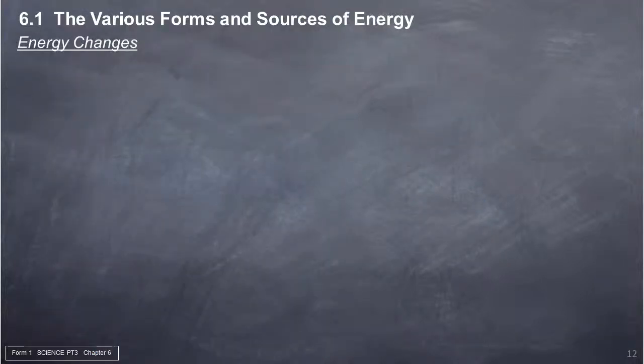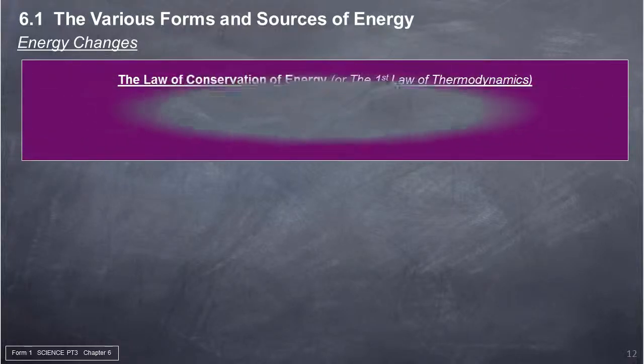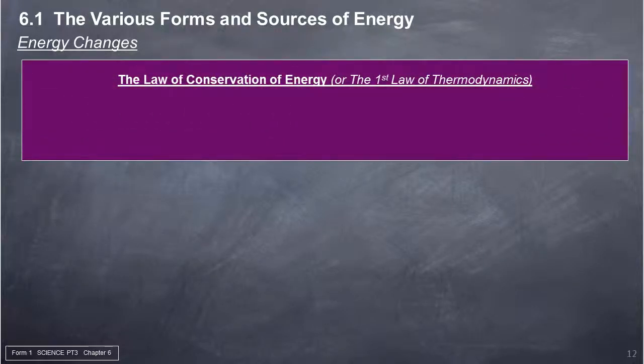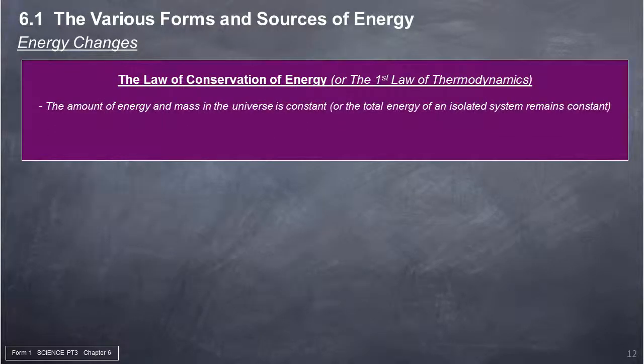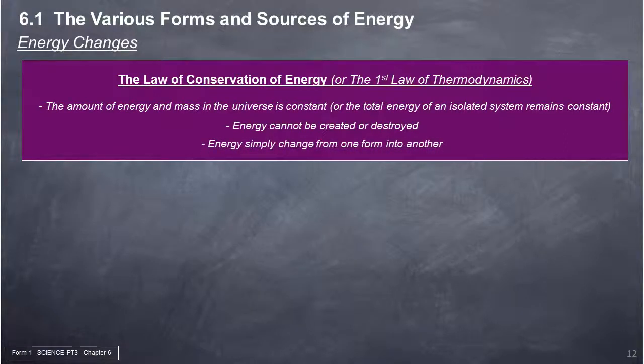Energy changes. The law of conservation of energy, or the first law of thermodynamics, states, "The amount of energy and mass in the universe is constant," which also means the total energy of an isolated system remains constant. Energy cannot be created or destroyed. Energy changes from one form into another.